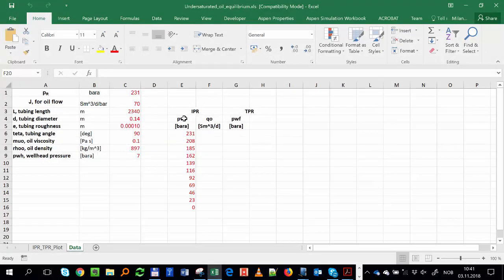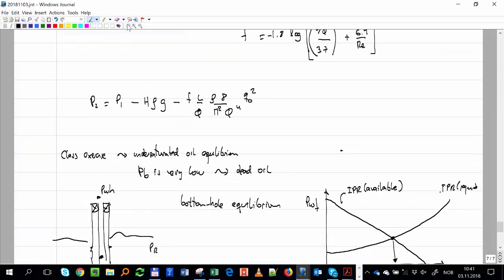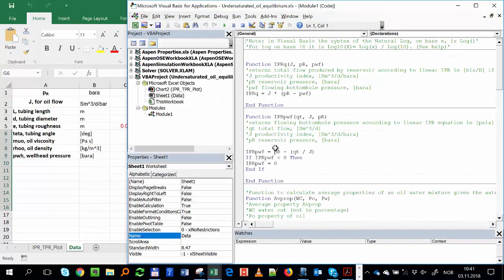So I have first to make the IPR. I said reservoir pressure is 231, and I'm going to go all the way to 0 to plot the IPR. And then I want to calculate the TPR. For the TPR, we are going to use this equation that I showed you here, and this equation Dionildo is probably going to use very much in his dissertation. Right, Dionildo?